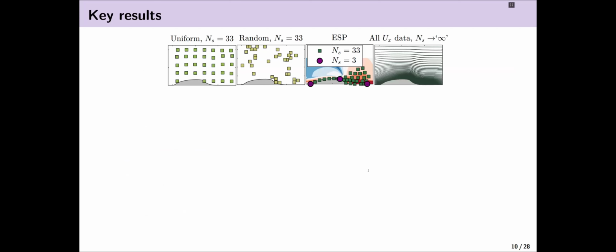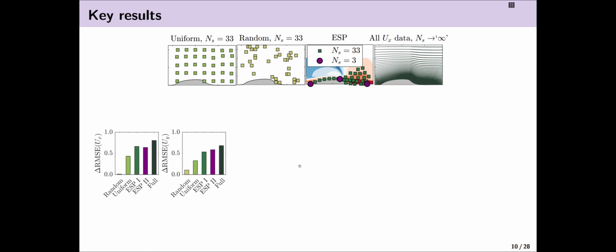In terms of key results, I'm going to compare my results to these different scenarios. On the left-hand side, we have uniform placement of 33 sensors, kind of equally distant from each other. And then we've randomly selected 33 sensor locations. Then we're using eigenspace perturbations, using two scenarios where in one of them we've used the 33 sensors, in the other one we've reduced it by 10, so using just 3 sensors. And finally, we have the case where we're using all the data available.